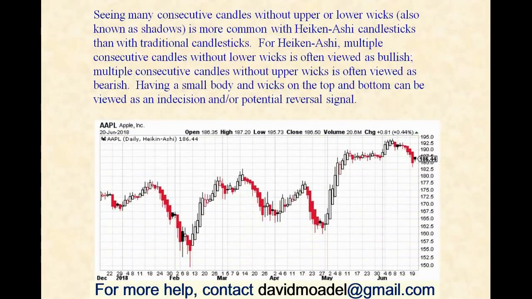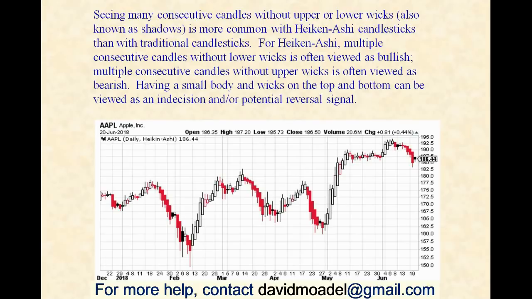Seeing many consecutive candles without upper or lower wicks, also known as shadows, is more common with Heikin Ashi candlesticks than with traditional candlesticks. For Heikin Ashi, multiple consecutive candles without lower wicks is often viewed as bullish. Multiple consecutive candles without upper wicks is often viewed as bearish. Having a small body and wicks on the top and bottom can be viewed as an indecision and or potential reversal signal.